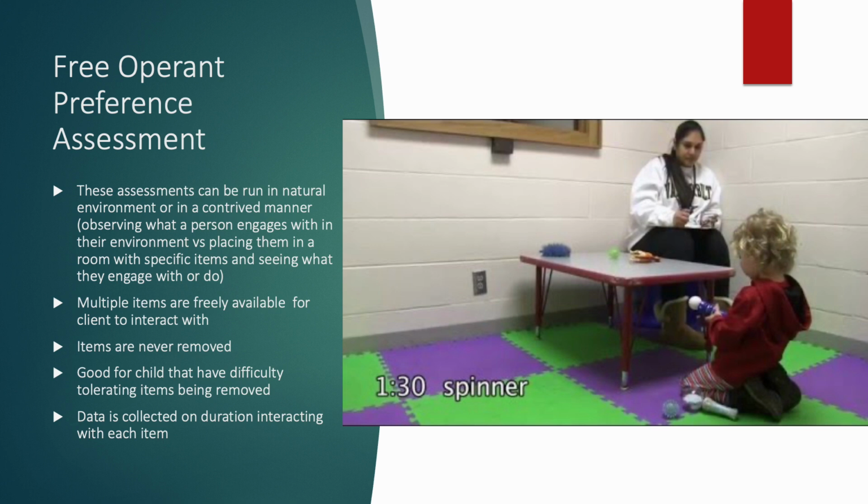So you are going to be tracking the duration that they spend with each of those items. These assessments, the free operant preference assessments, can be run in a very natural way, in the natural environment, where you don't change anything about the natural environment and you simply observe what they interact with.